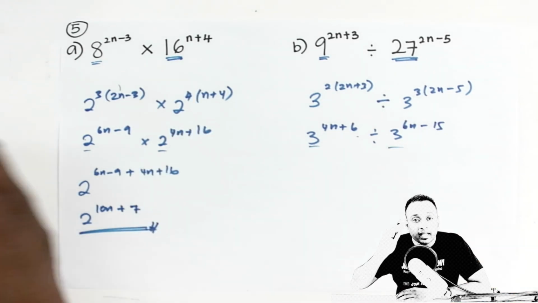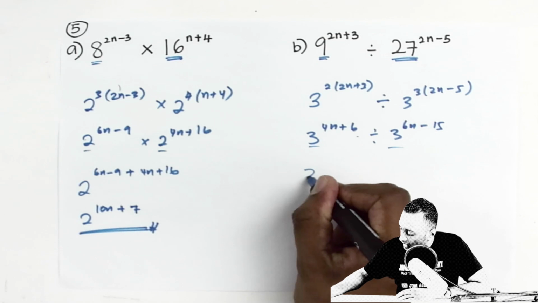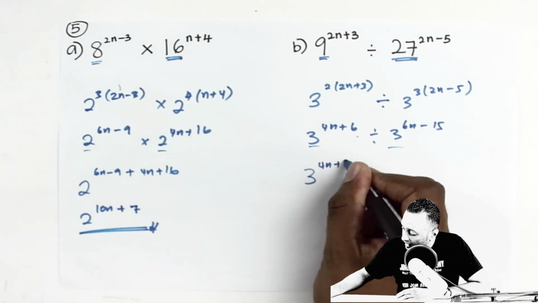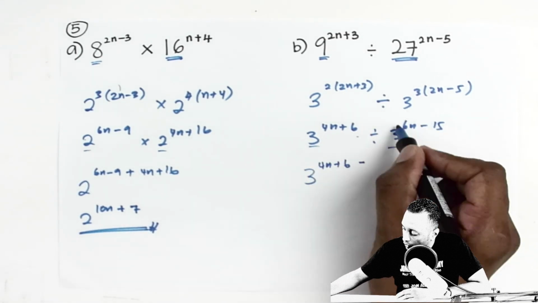So 3 and 3, same base. How do we solve that? 3 power 4n plus 6 divide means minus. Remember, this whole thing must minus.